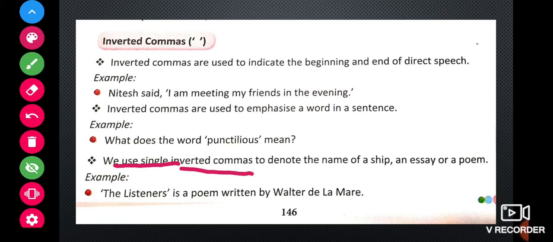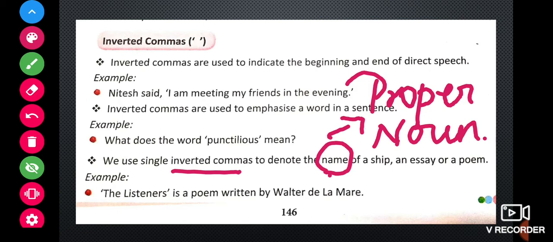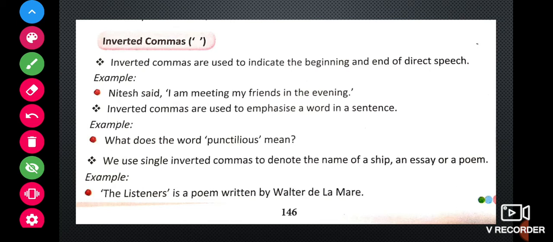We use single inverted commas to denote the name of a ship, an essay, or a poem. Now this means we use inverted commas generally for the names. That means for the proper nouns. Whenever we want to highlight proper nouns, we use inverted commas.